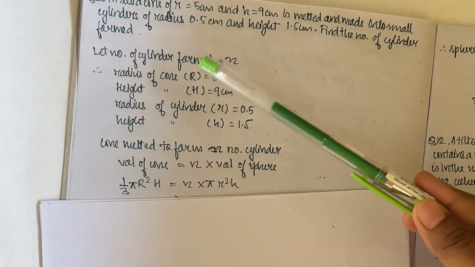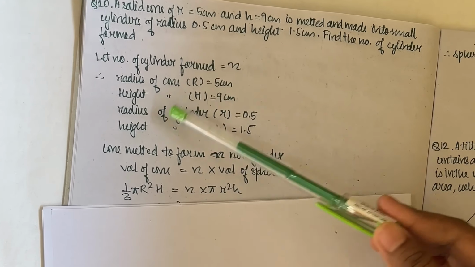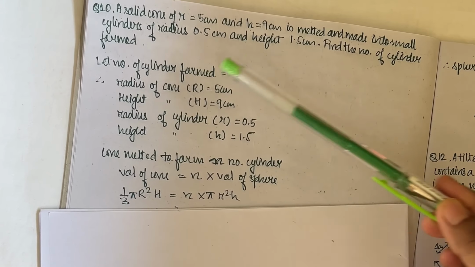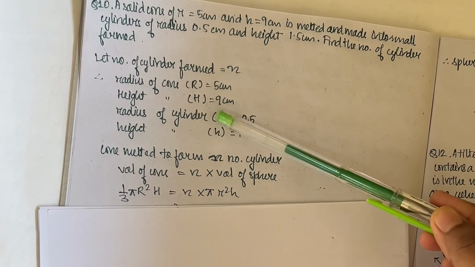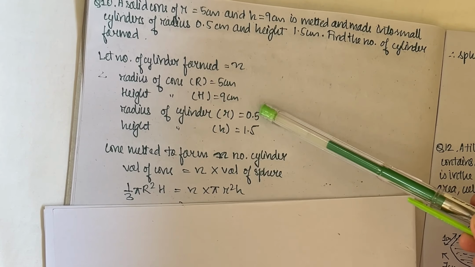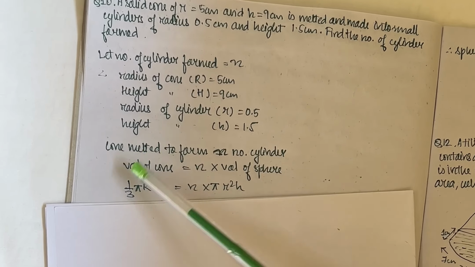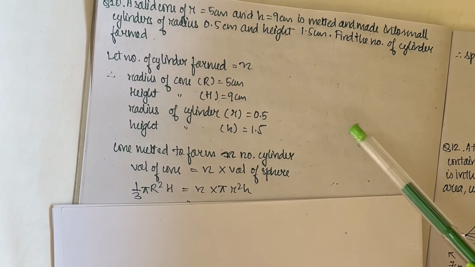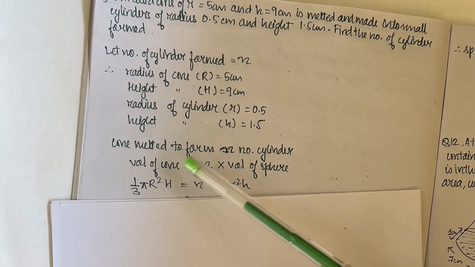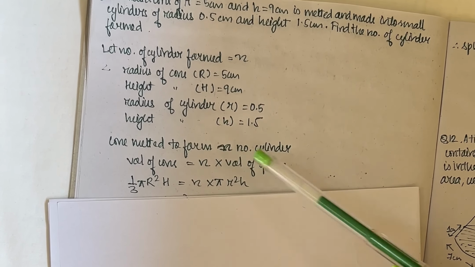So capital R is 5 and capital H is 9, and the cylinders will be small cylinders, so small r and small h, that is 0.5 and 1.5. Now the cone is melted to form n number of cylinders, that means volume of the cone is equal to n into volume of the cylinder.